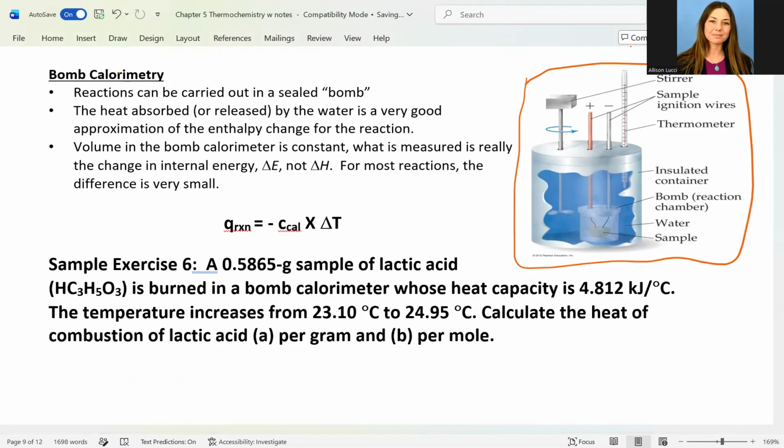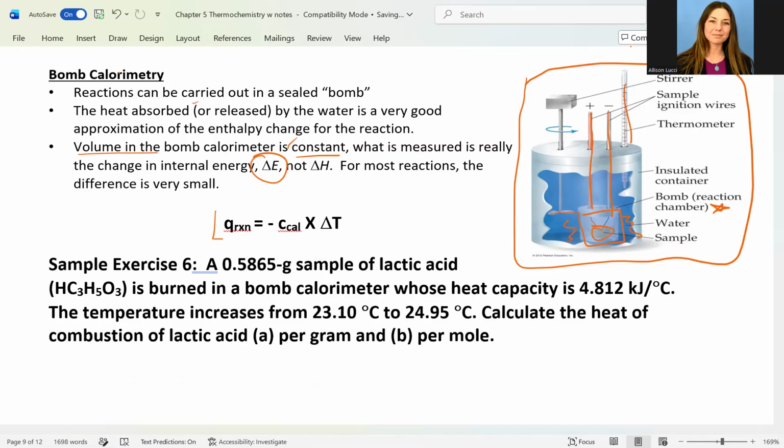And the main difference is that we have these ignition wires, which are connected to our sample inside of this reaction chamber here. And we actually are going to combust or blow up our sample here and then measure the temperature change in the water in the surroundings. So we see there's still stirring, there's still a thermometer to measure temperature, but what's really being measured here is not going to be the enthalpy change, but the delta E, because the volume is going to be constant in this setup instead of the pressure like we saw before when delta H was equal to Q.